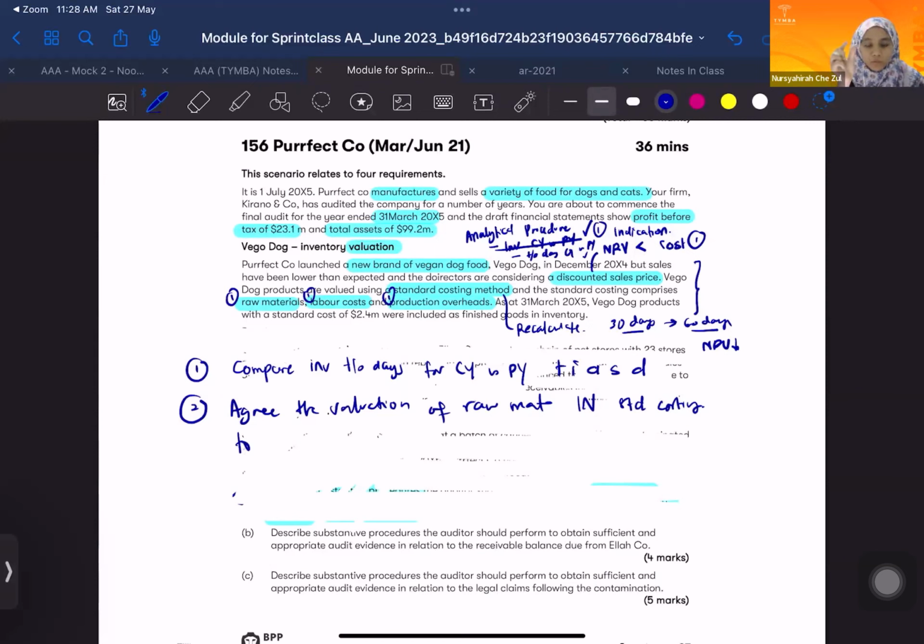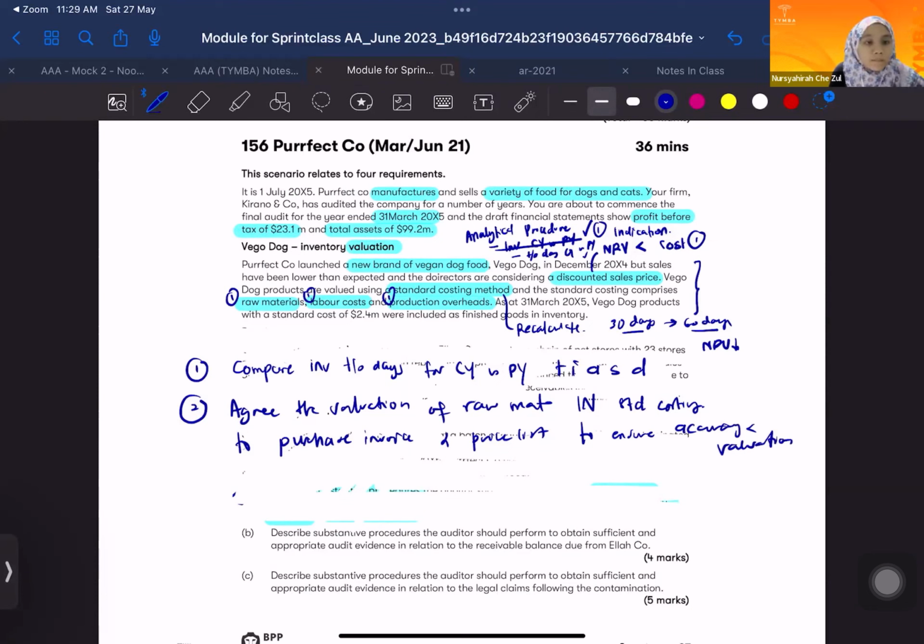Meaning that we are going to verify the raw materials. In standard costing we have raw mat, direct labor, and overhead. So I'm focusing on the raw mat in the standard costing, to purchase invoice and price list, to ensure accuracy and valuation.